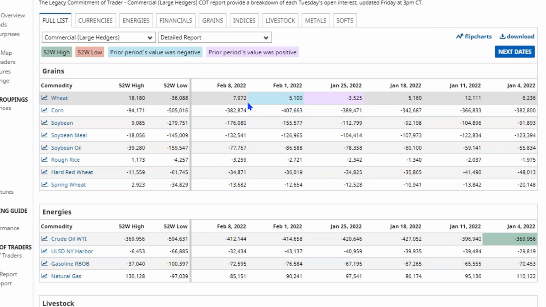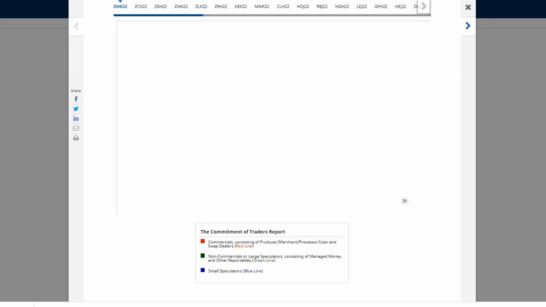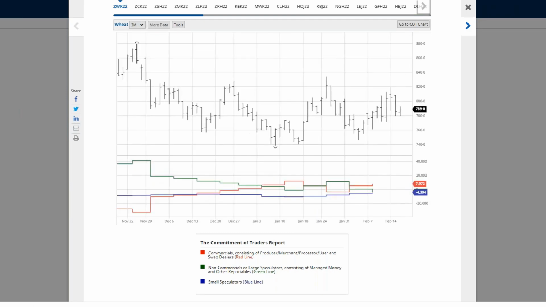Now, if we were trying to imagine what price was doing during this 5-week period, we might make the assumption that from January 11th to January 25th, as our large commercials are selling, prices might be going down. And that from January 25th to February 8th, prices might have been going up. But let's look at the chart. The chart that I'm going to pull up here is a 3-year weekly chart. I'm going to granulate this, break it down so we can see the weeks a little bit more defined.